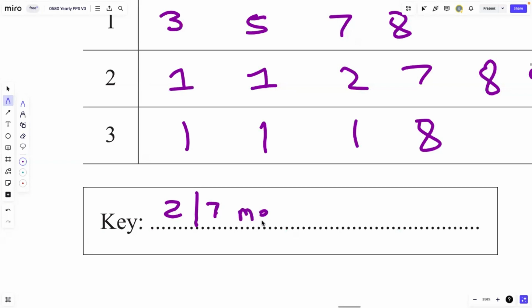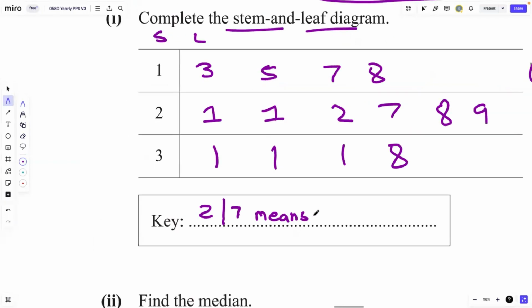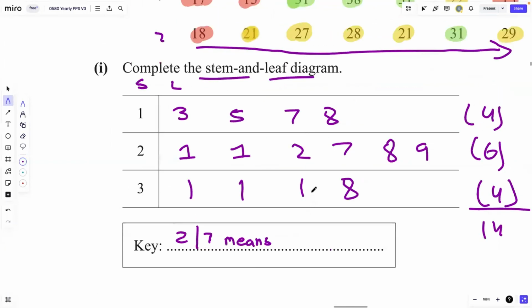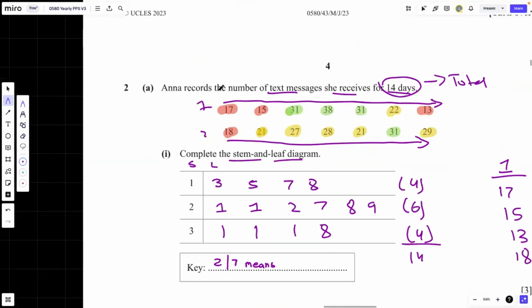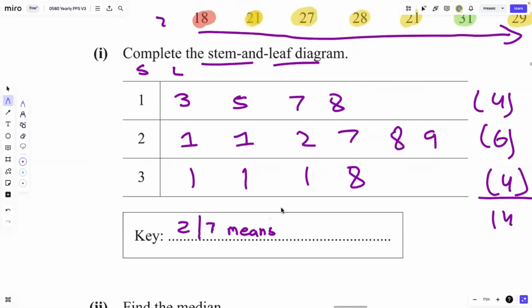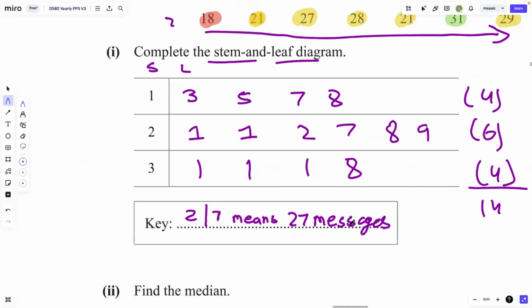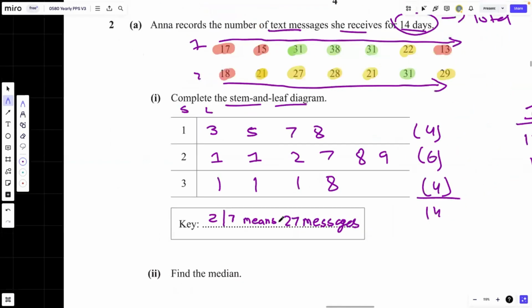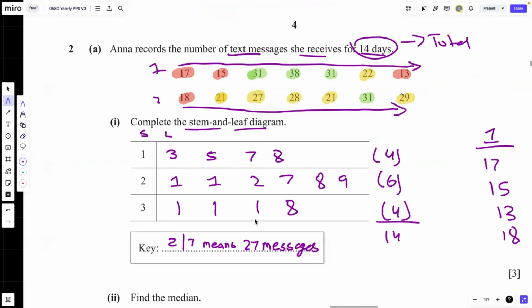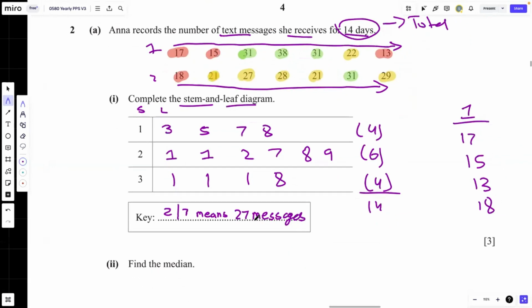So this means, what was the data representing? Read that again. Number of text messages. So it means 27 messages. That's going to be 2 dash 7 means 27. So basically, it's a very straightforward strategy. You're taking the first digit as the stem and the second digit as the leaf. That's your final answer for this question.